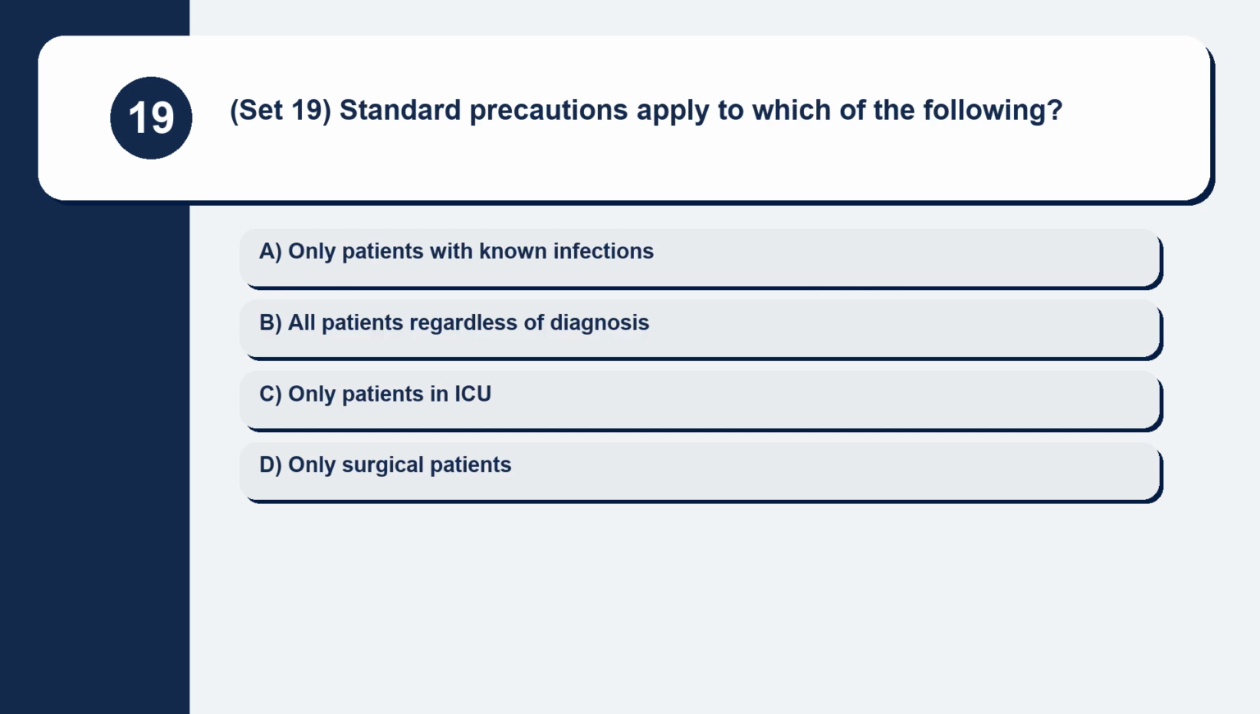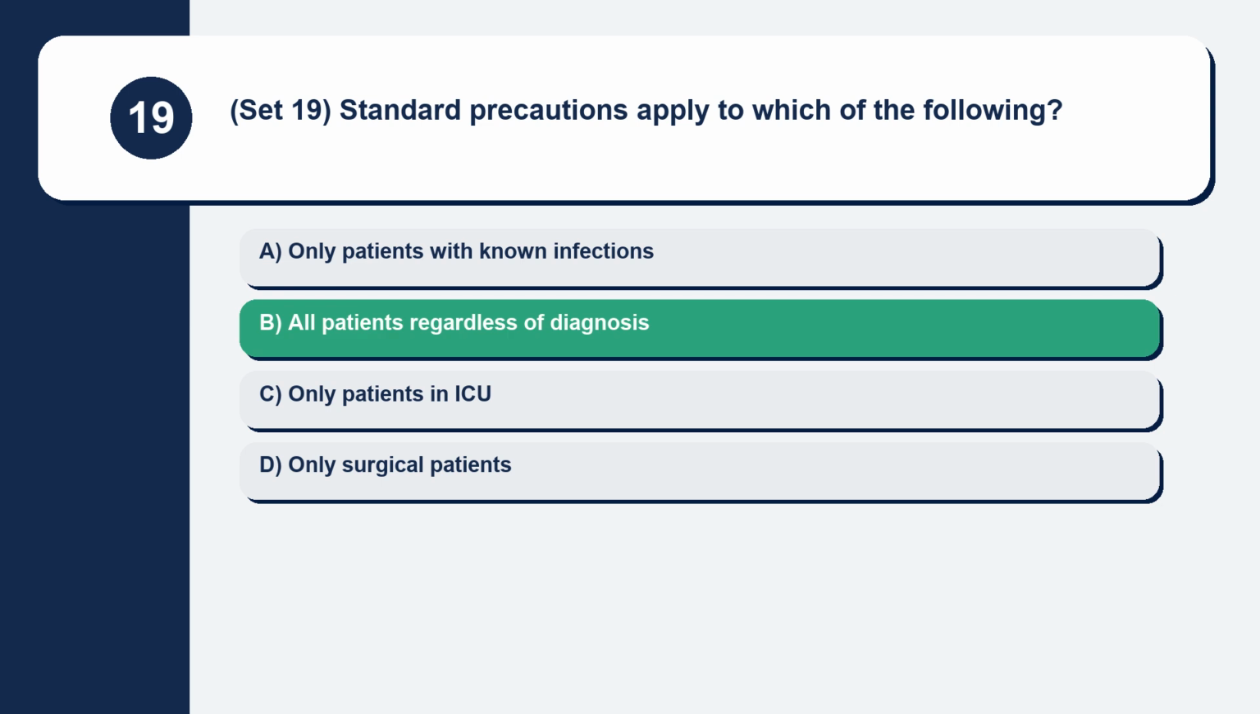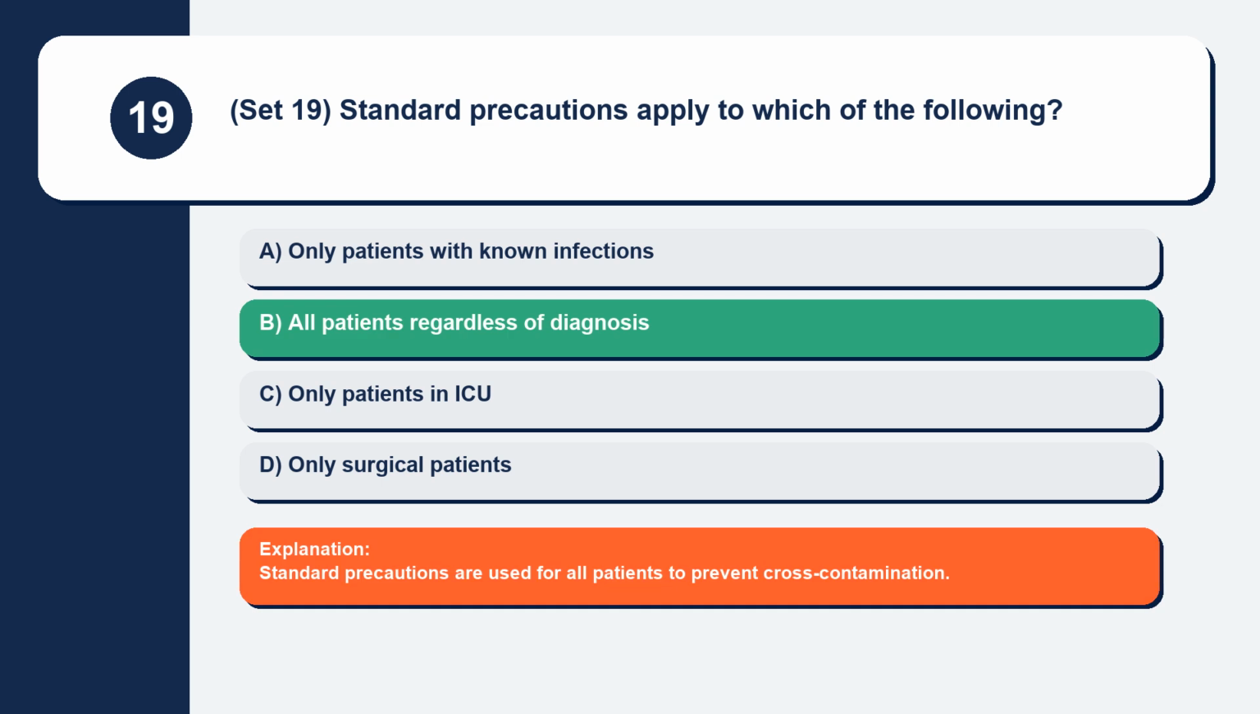Question 19. Set 19. Standard precautions apply to which of the following? Only patients with known infections, all patients regardless of diagnosis, only patients in ICU, only surgical patients. Standard precautions are used for all patients to prevent cross-contamination.